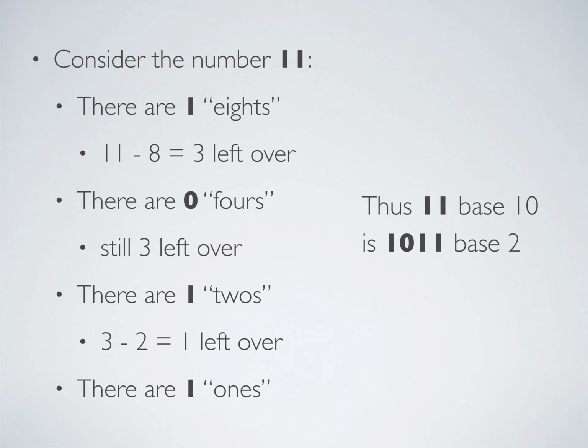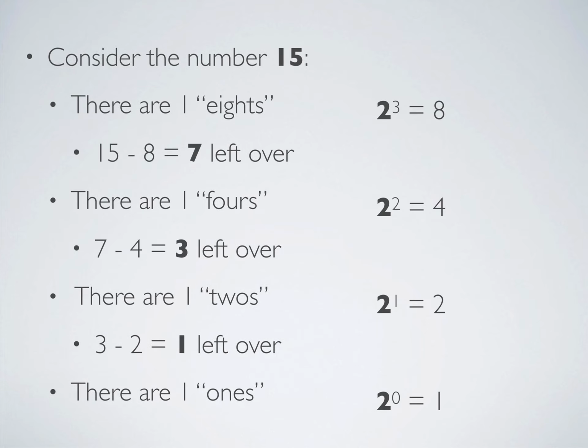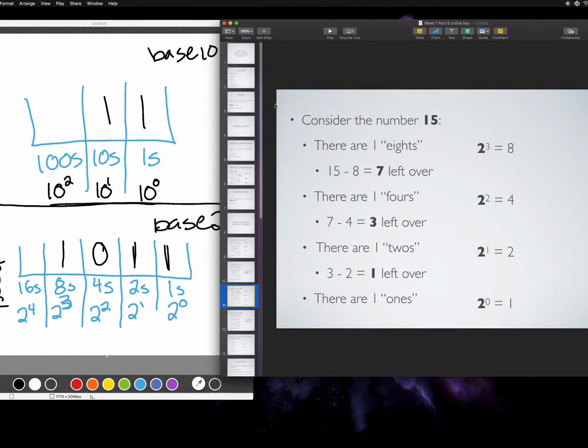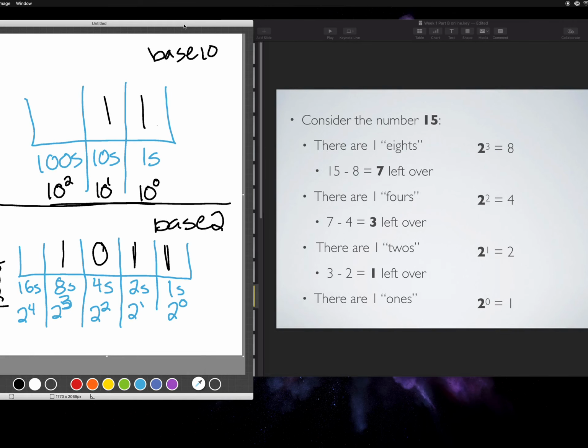Let's do another example. Alright, so let's look at the number 15. Again, this is the base 10 number 15. So let me go ahead and erase this stuff, and we're going to convert it to a base 2 number. Alright, so we can start off with the same sort of place setup. I might go ahead and extend this just a little bit to account for potentially larger numbers.